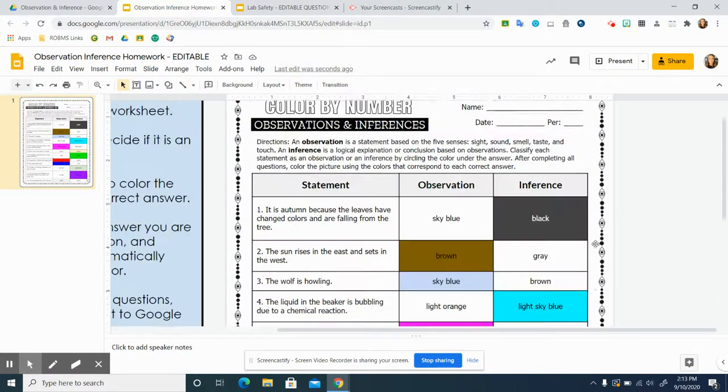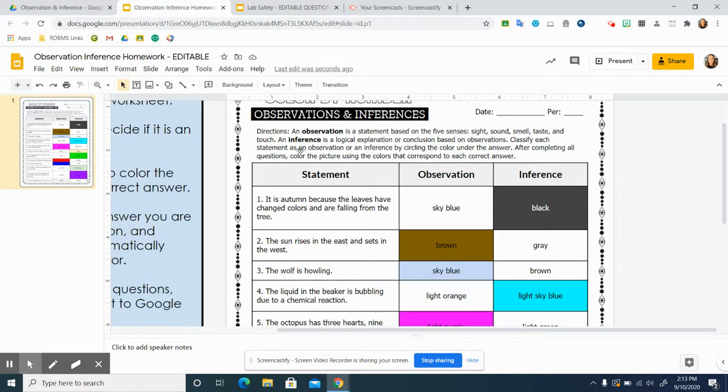There's your homework review for the observation and inference homework. Stay tuned. We're going to go right into the lab safety homework right after.